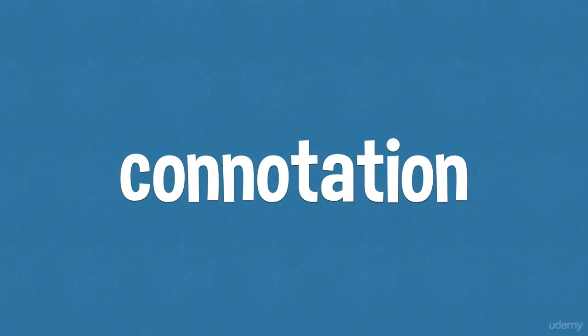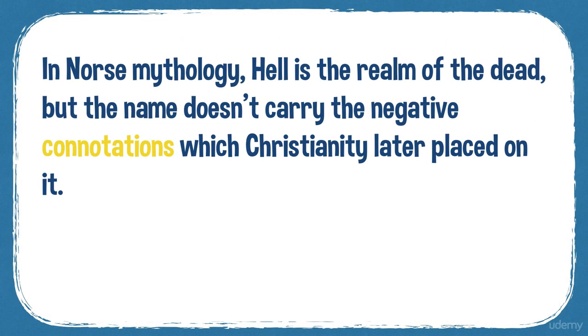And the next word is connotation. The connotations of a particular word or name are the ideas or qualities which it makes you think of. So, for example, in Norse mythology, the Vikings, hell is the realm of the dead. But the name doesn't carry the negative connotations which Christianity later placed on it. So in Christianity, hell is a bad place. It has negative connotations.